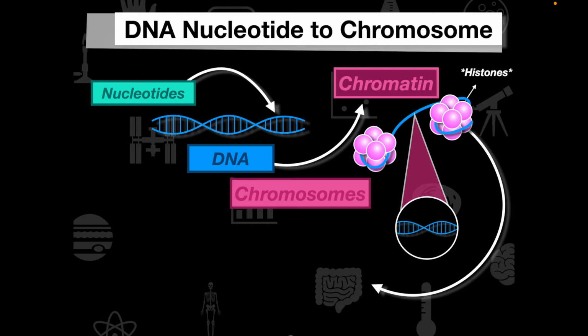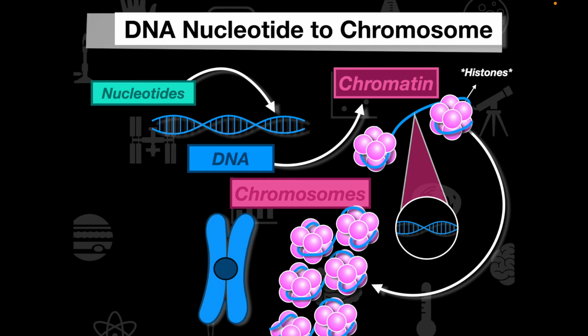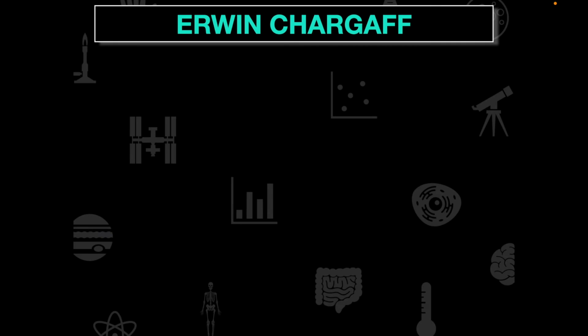Now, when we go through replication and mitosis, we're going to compact these histones really closely together. We're going to wind that DNA really, really tight. And then what we get there is a chromosome, so that it can be separated via mitosis or meiosis, and we can get 2 separate cells. So we're going from nucleotides to DNA to chromatin, and then lastly to the most supercoiled chromosomes.